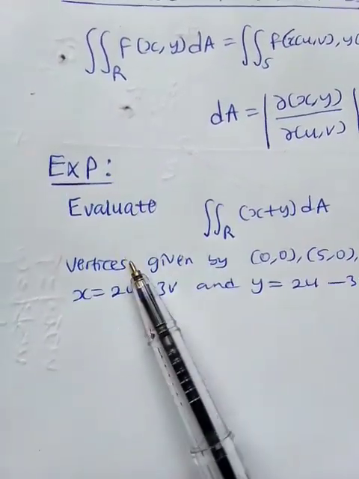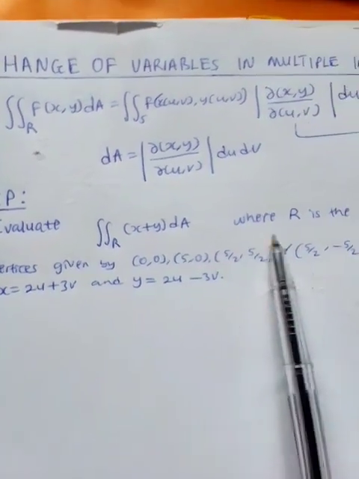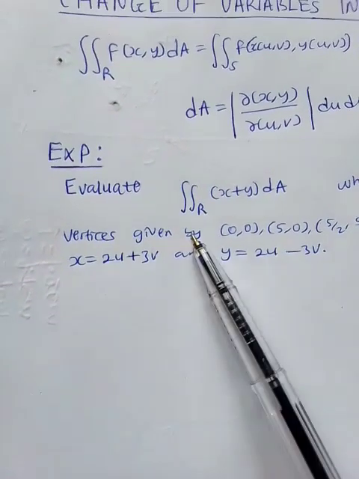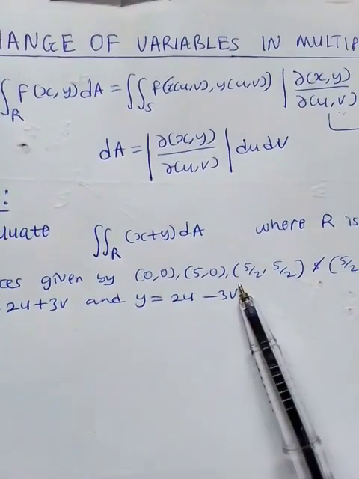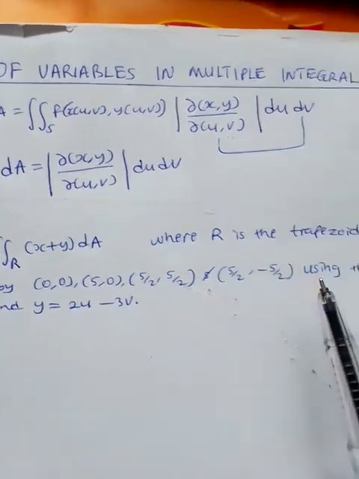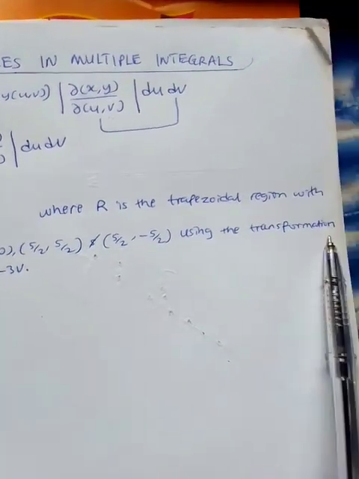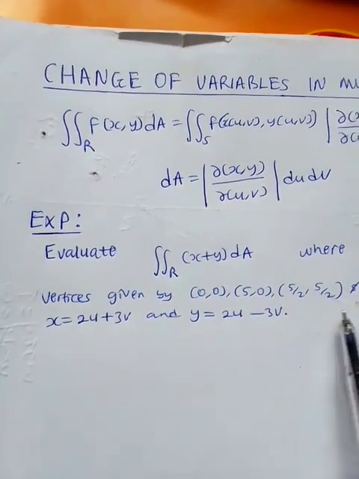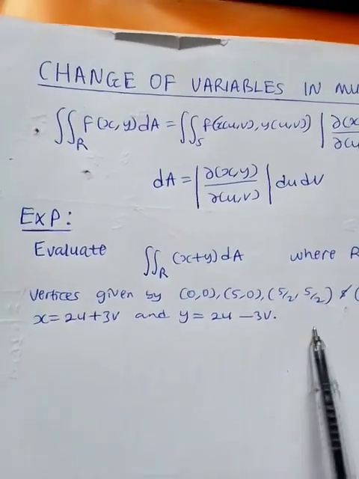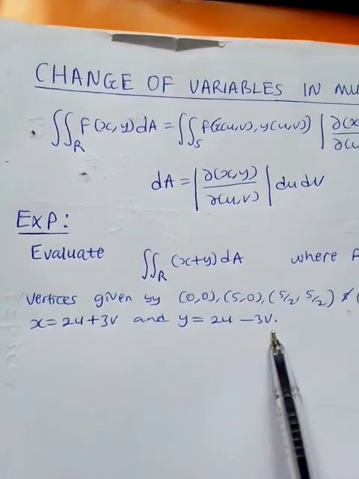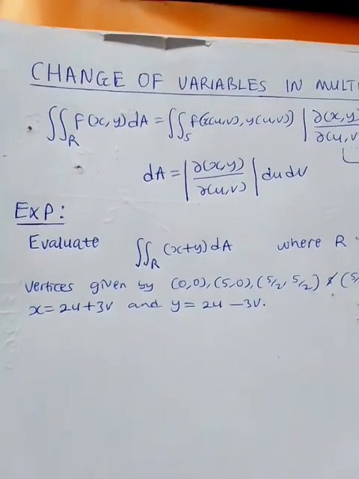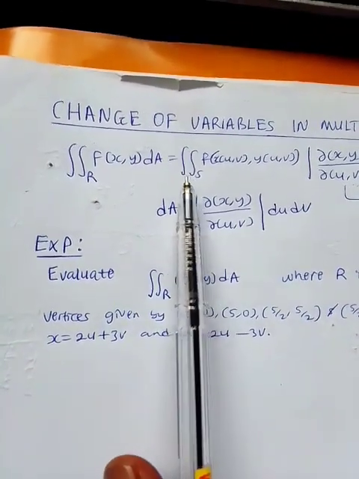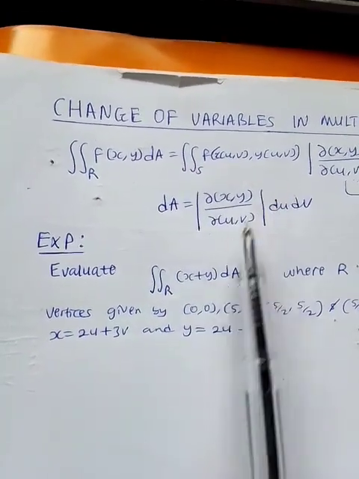In this example, we are told to evaluate this double integral where R is the trapezoidal region with vertices given by (0, 0), (5, 0), (5, 5/2), and (5/2, 5/2), using the transformation x equals 2u plus 3v and y equals 2u minus 3v. So we are going to use this transformation to express the boundary in terms of u and v, so we can just plug in our interval for u and v here and evaluate our integral.